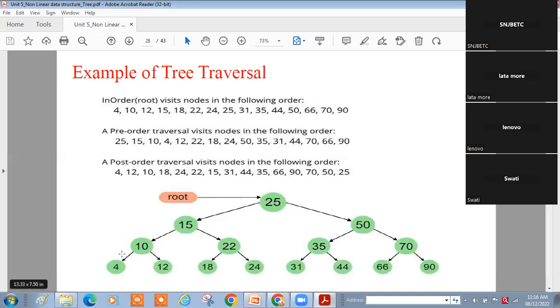So left completes. After completing left, you have to write down the root, then come to right. On the right we have 22, but 22 is again one root. This 22 is a root having left and right. So this is the left, this is the root, and here is the right. You can observe this.